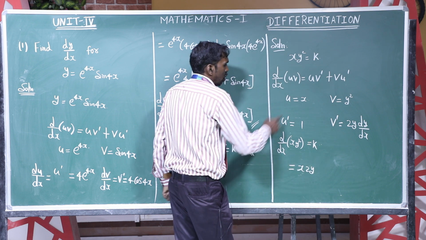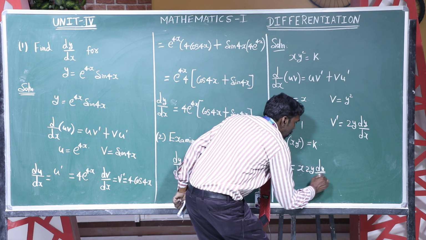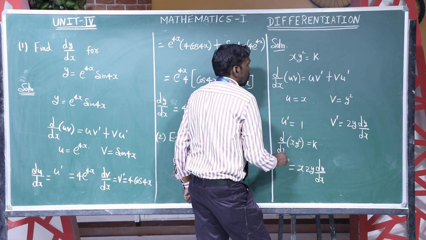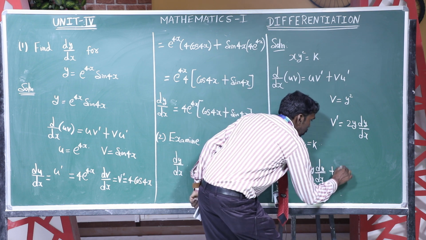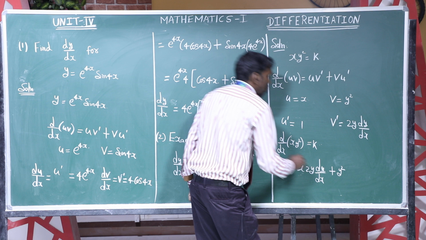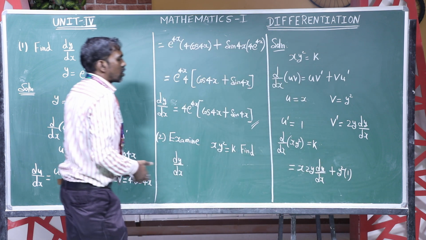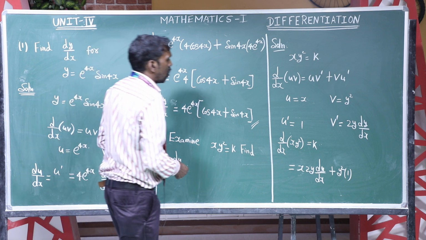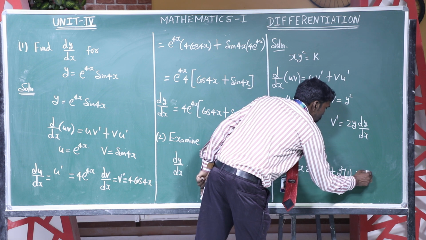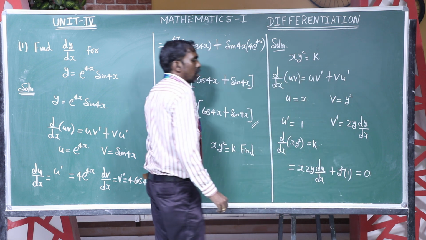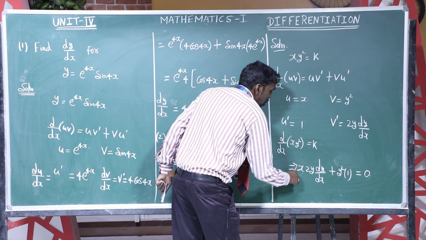So therefore here uv dash: x into 2y dy by dx, plus vu dash. What is our v? v is y square. What is u dash? u dash will be 1. From this function we should find out the derivative of the function. So here this will be equal to 0, because k is a constant, and the derivative of a constant is 0.